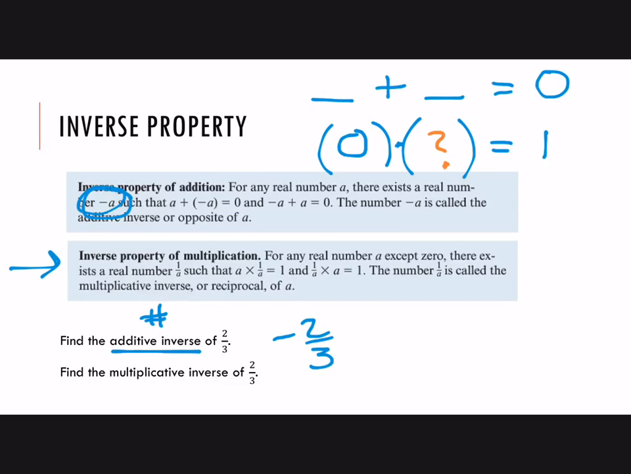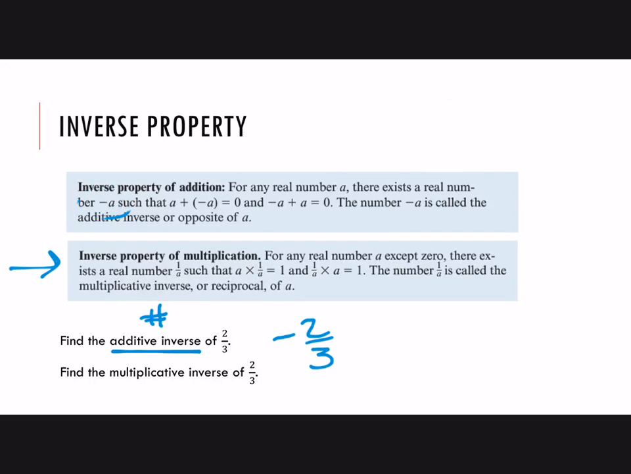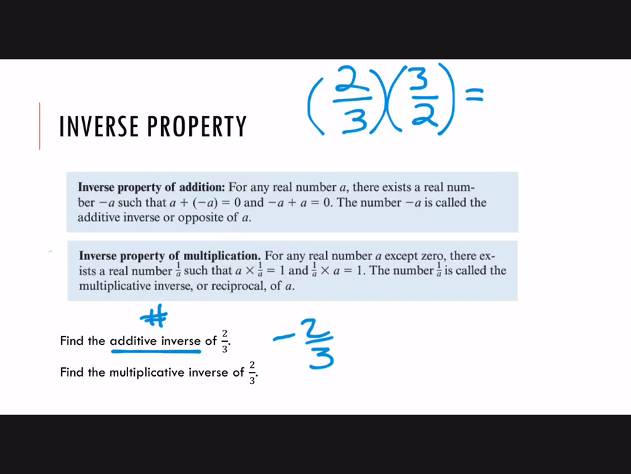How about the multiplicative inverse of 2/3? So now this time we're asking what number do you multiply times 2/3 to get 1? All right. So we're told by this property that it's the reciprocal, and the reciprocal of 2/3 is 3/2. So notice if you multiply these, you're going to get in the numerator 2 times 3 is 6. In the denominator, 2 times 3 is also 6. And 6 divided by 6 is 1. All right, so the multiplicative inverse is 3/2.